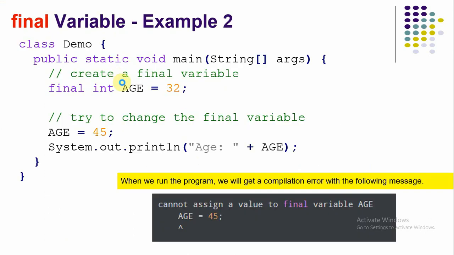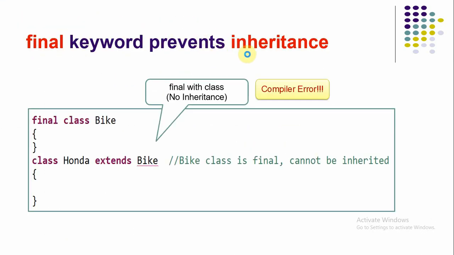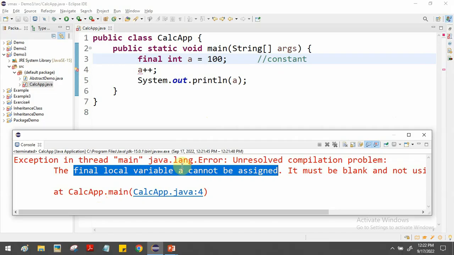The next usage is with inheritance. The final keyword prevents inheritance. Inheritance means we can create a superclass and we can create a subclass. So this is an inheritance relationship. We have a class Bike and class Honda extends Bike. So the data and methods of the Bike class can be inherited here. That is the normal inheritance concept. If you want to stop the inheritance, you can apply the final keyword to this Bike class. Then you'll get an error: we cannot create this subclass. So that is the concept.